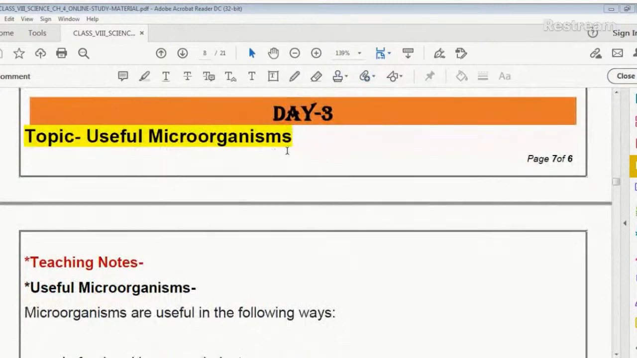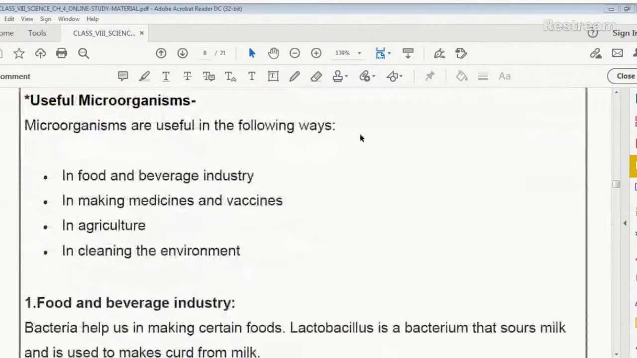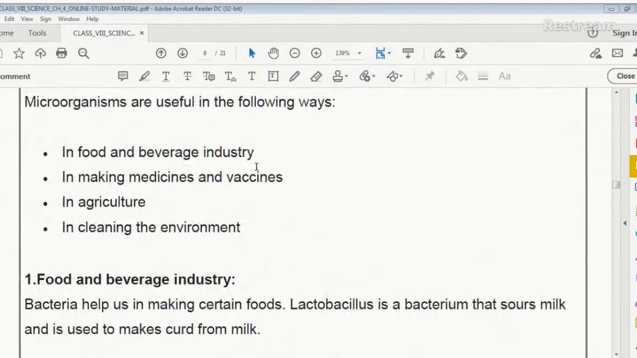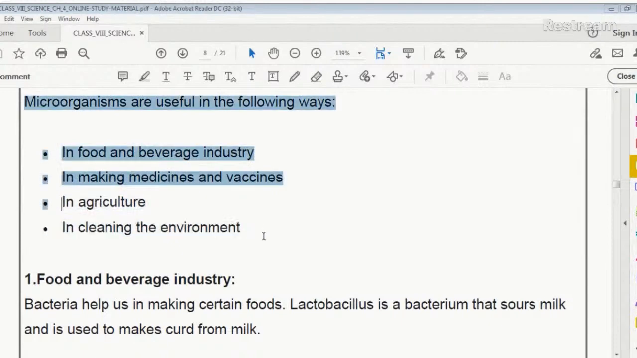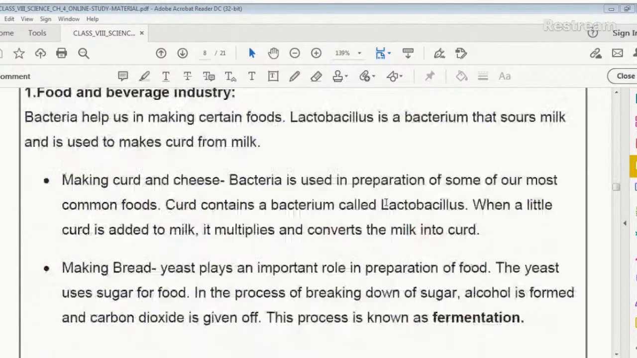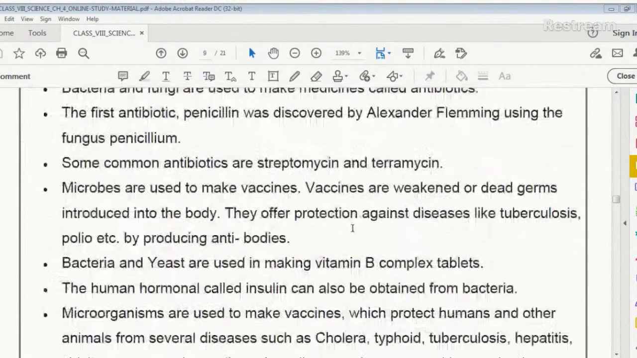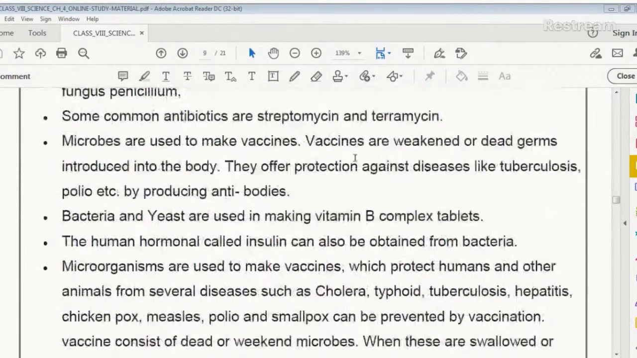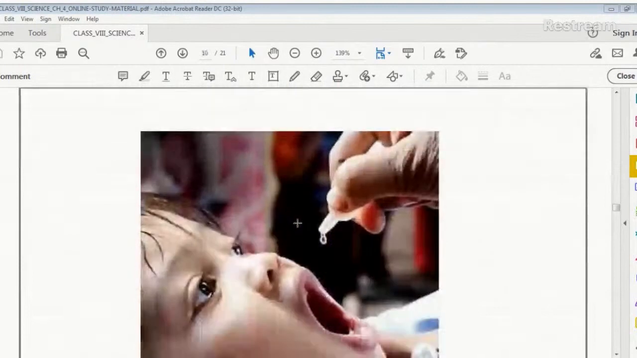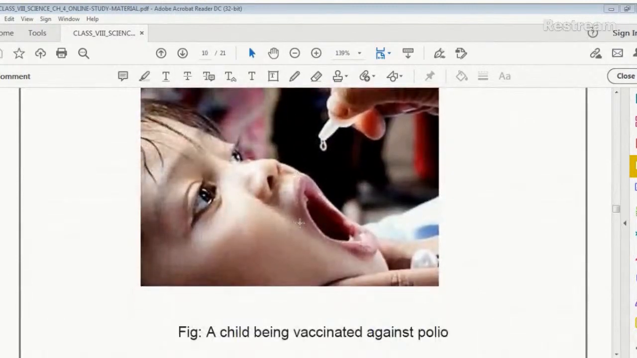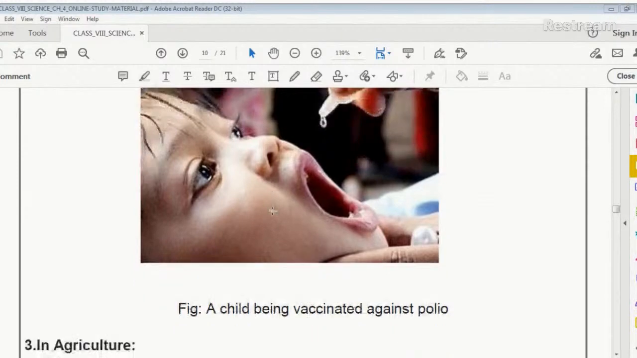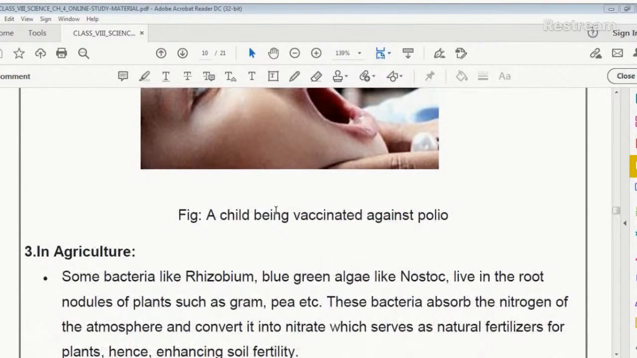We have done useful microorganisms. What are the useful microorganisms in food and beverage industries, in making medicines and vaccines? These both we have already done. And today we will be doing agriculture and cleaning the environment. We have finished this part, making medicines and vaccines, like polio, which we did yesterday. This is the picture of a child being vaccinated against polio. And today we will be doing agriculture.